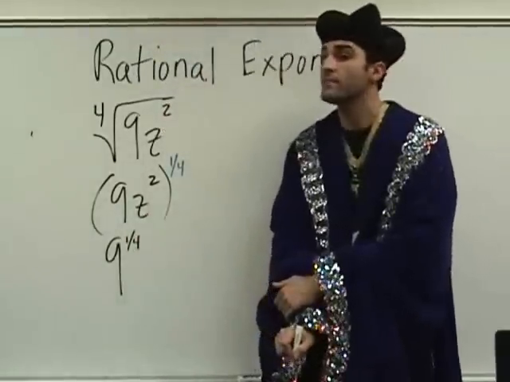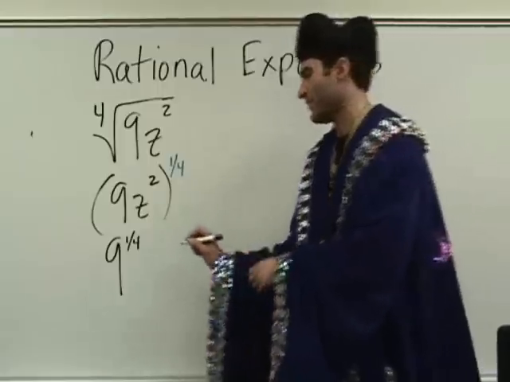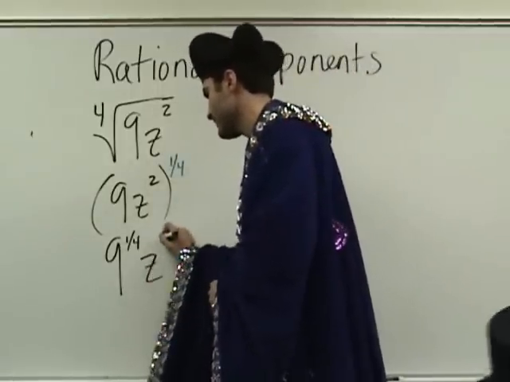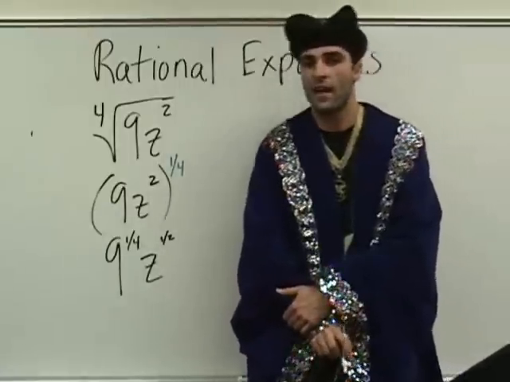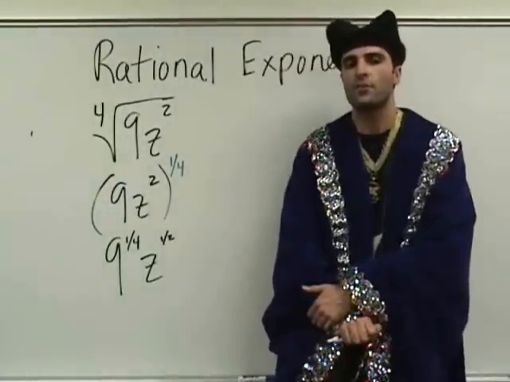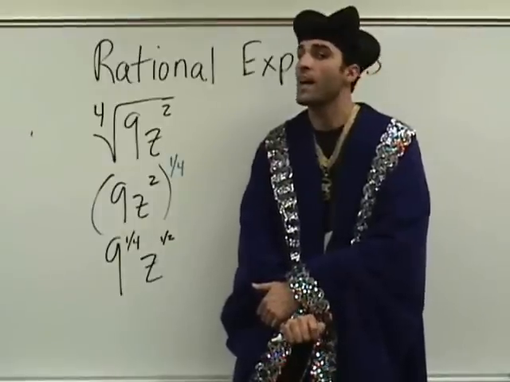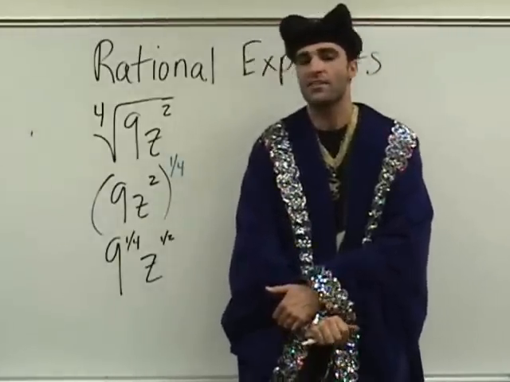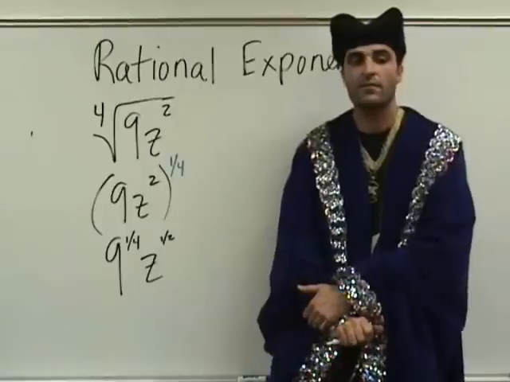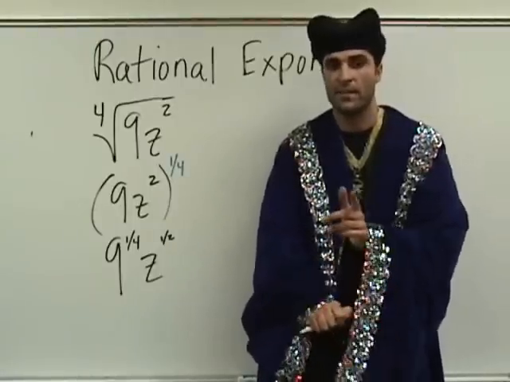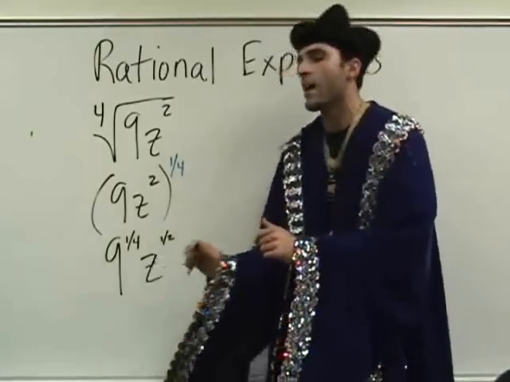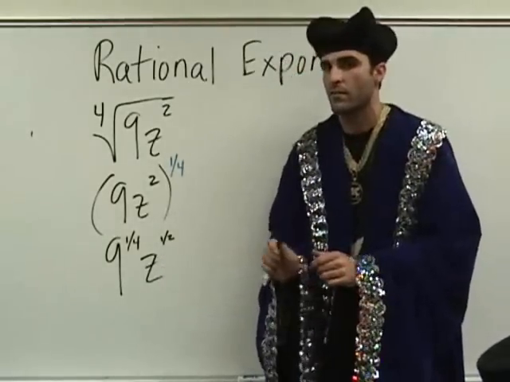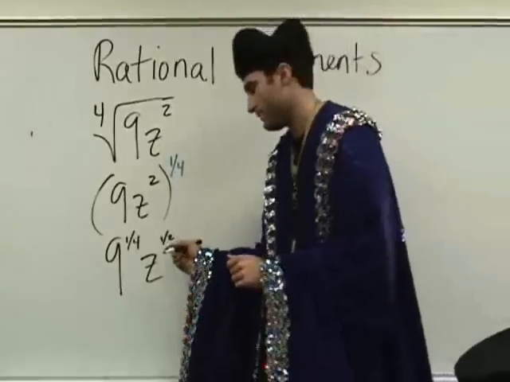And z to the half. Okay, 9 to the 1/4. It's not enough. What can we do to 9 perhaps, to change it, to simplify this more? Give it a base. What would the base be? 3. So 9 is 3 squared. Right.